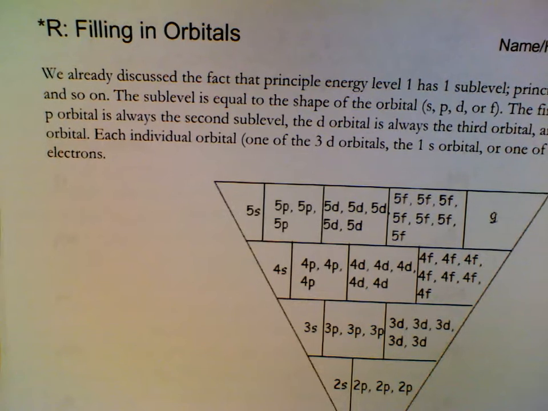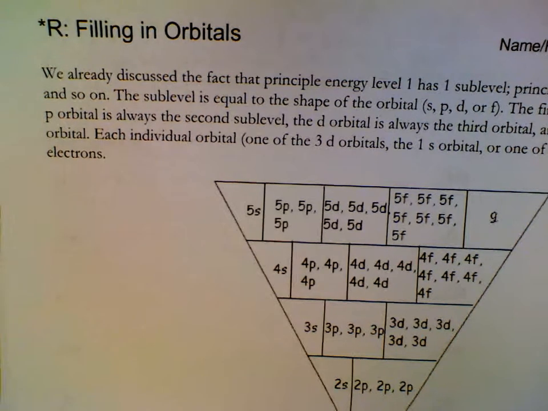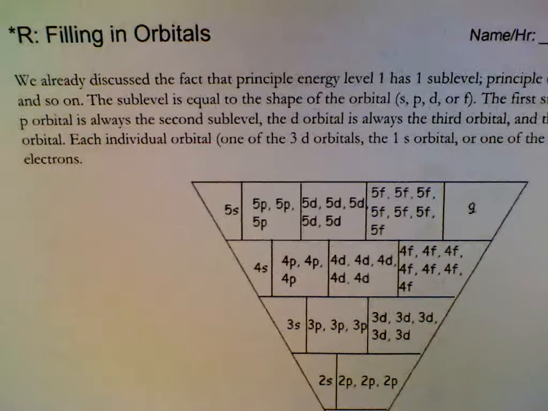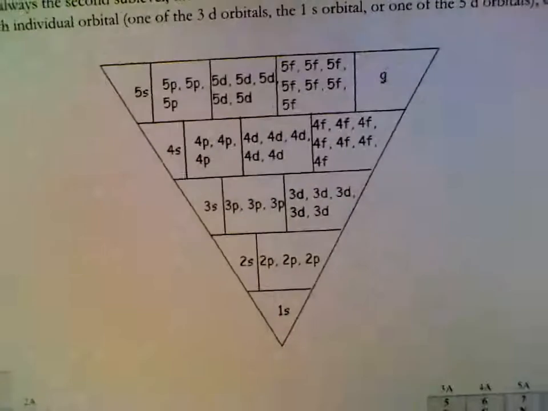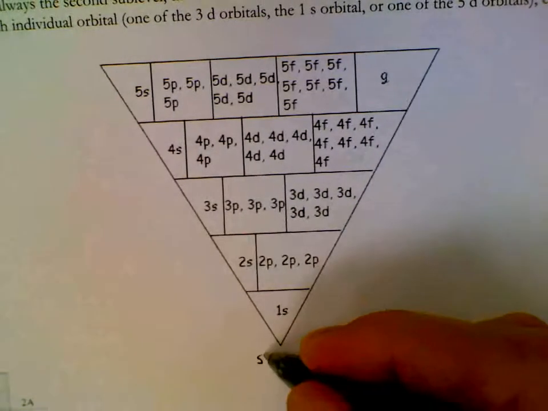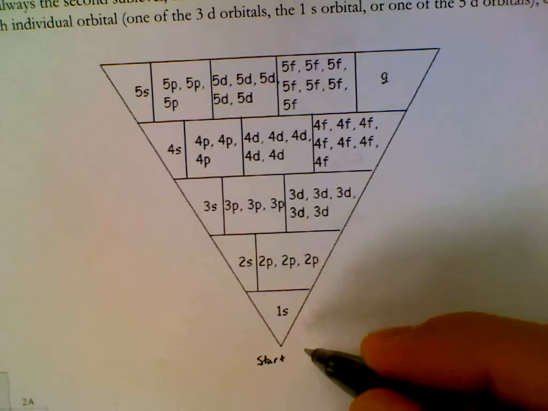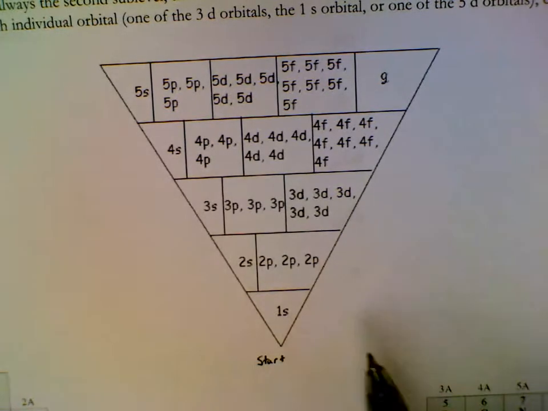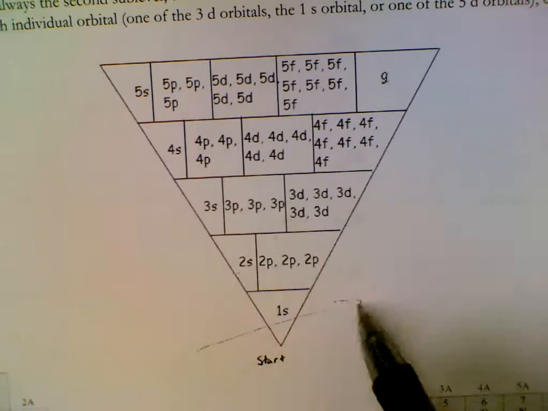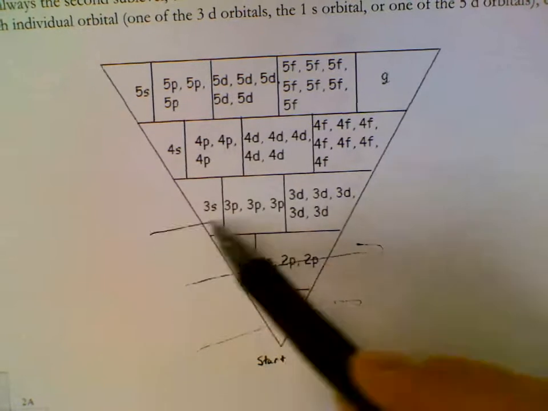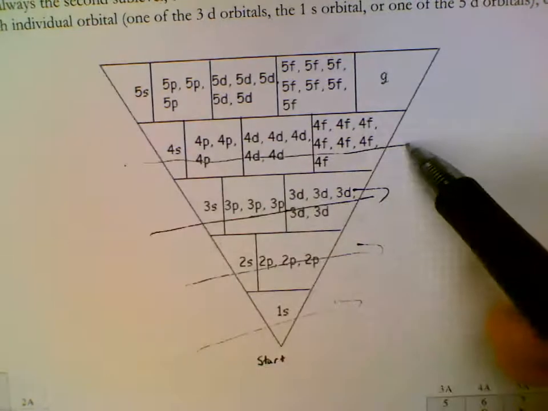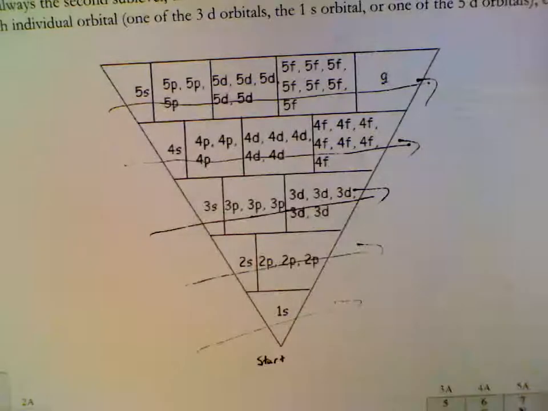This is the answer key for filling in orbitals. There's some background information on the front of the sheet, and there's also a picture. This picture is useful for figuring out what sublevels to be filling in. We're going to be working this way, starting on the bottom, working left to right.